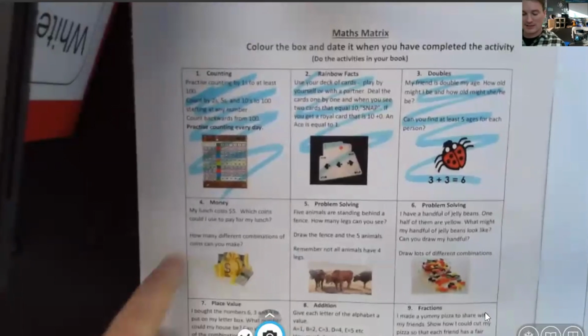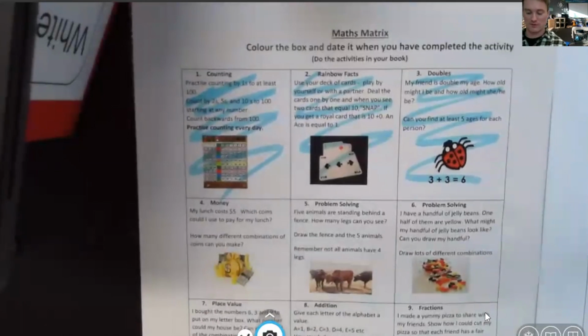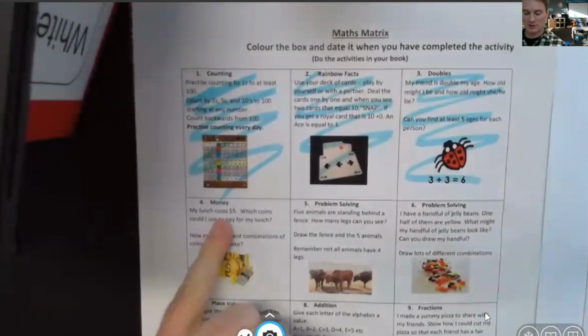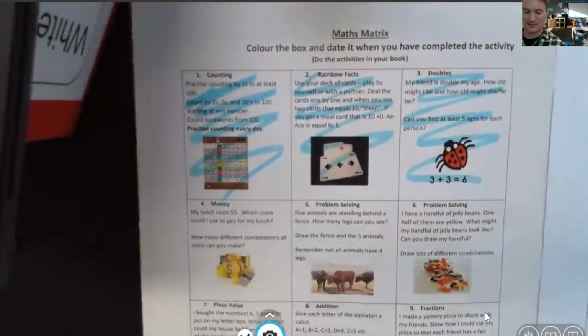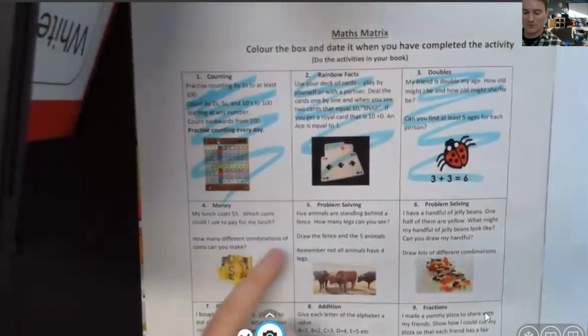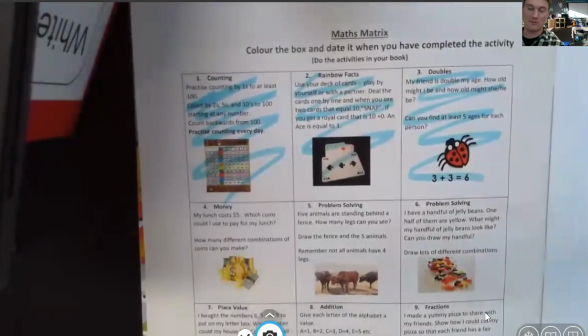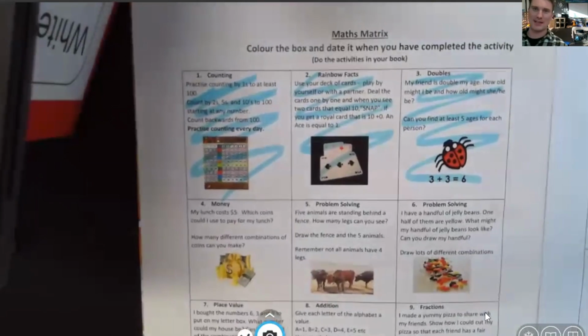Now, the best thing is now we can get our work at home book and we can, with a colored texter, we can color in that next square because we've done that. So my lunch costs $5. Which coins could I use to pay for my lunch? How many different combinations of coins can you make? I would love to see as many as you can.